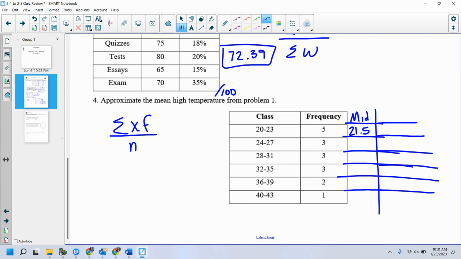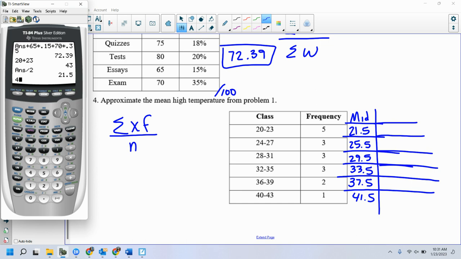And now, instead of running that calculation each time, how much am I adding from class to class? 4. So that means 25 and a half, 29 and a half, 33 and a half, 37 and a half, and 41 and a half. Just spot check that at the end. Make sure you got the right number there. Oops, sorry. 40 and 43 divided by 2 gets us 41 and a half.